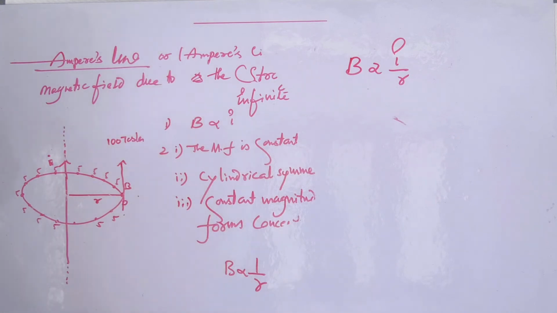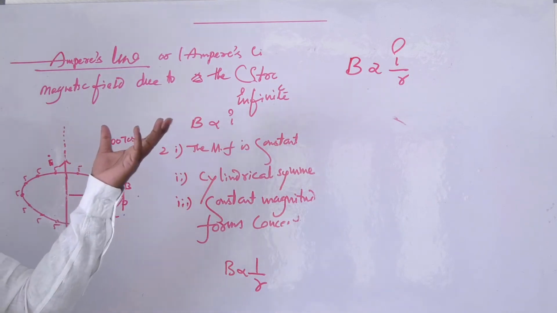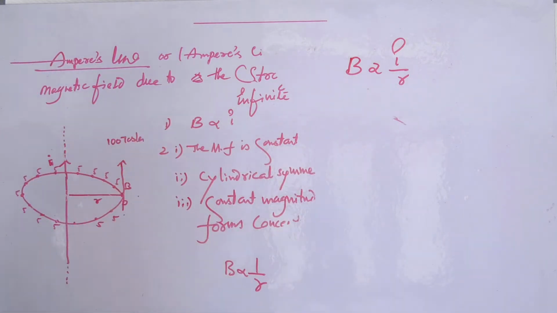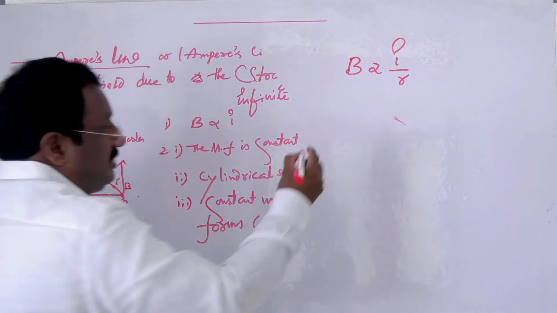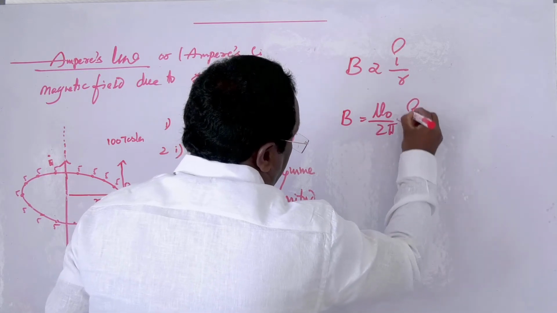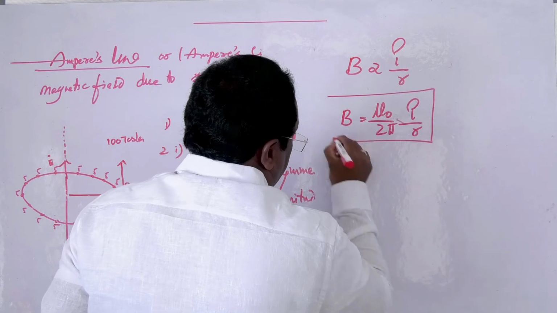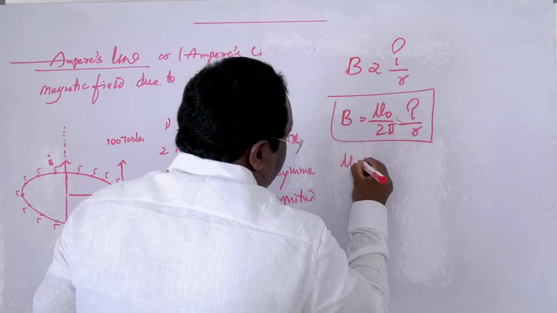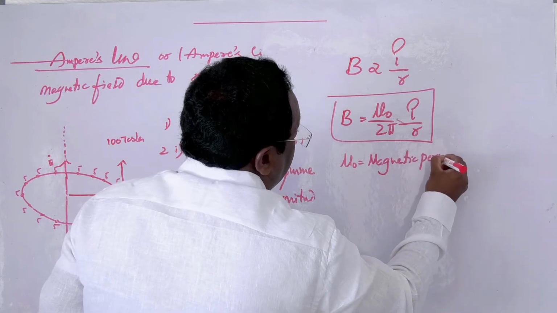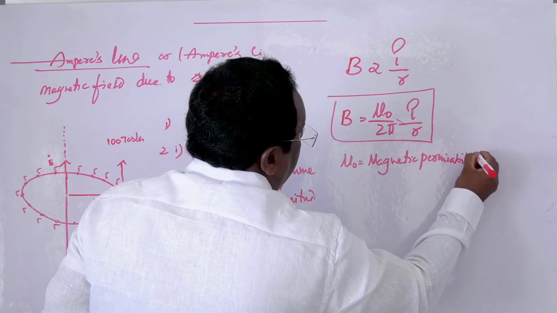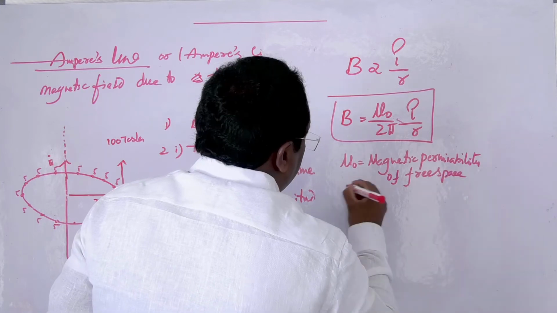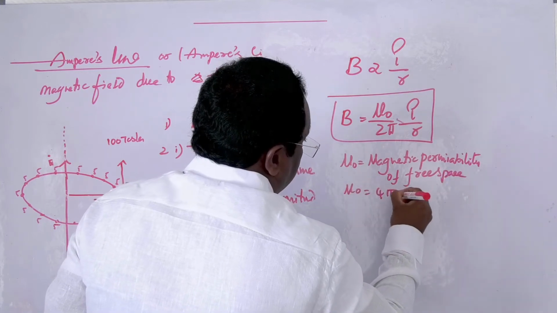B is proportional to I by R. Next, when the proportional symbol is removed, we can write a proportional constant. Here the proportional constant is mu naught by 2 pi, so B equals mu naught by 2 pi times I by R. Mu naught is the magnetic permeability of free space. Again, its value is constant.